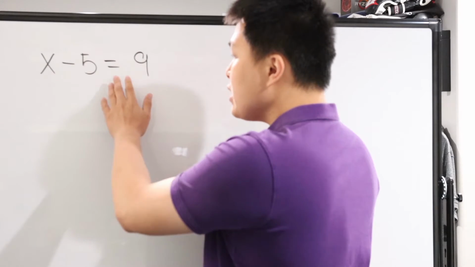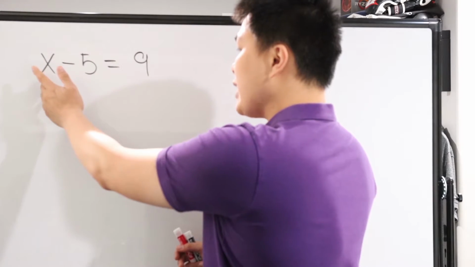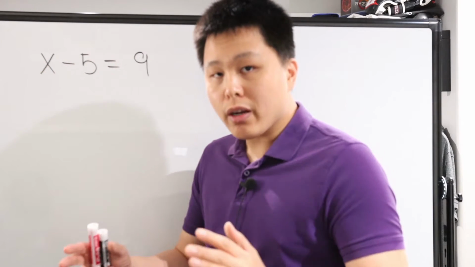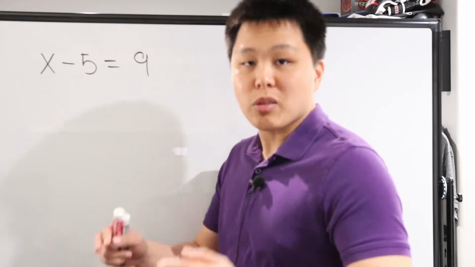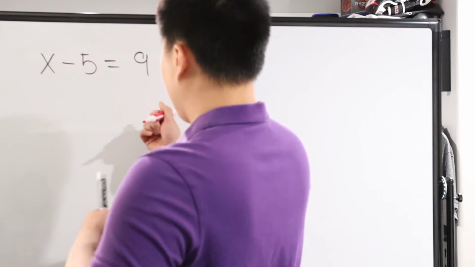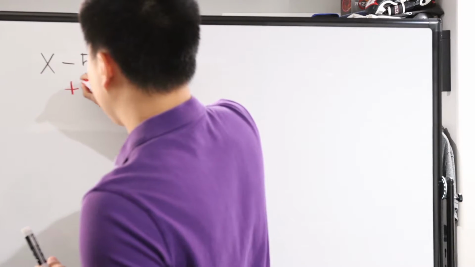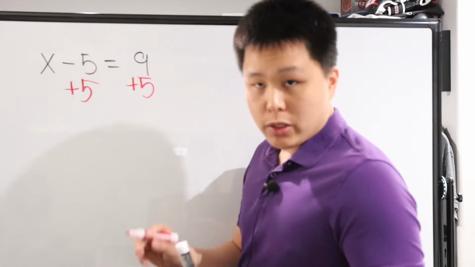But remember, this is an equation, so what I do to this side, I must do to this side as well. It's x minus 5, so if I want to get rid of that 5 and it's subtracting, I have to do the opposite. The opposite of subtracting is adding. So I'm just going to add 5 on both sides. Add 5 here, then I have to add 5 here. What I do to one side, I must do to the other.